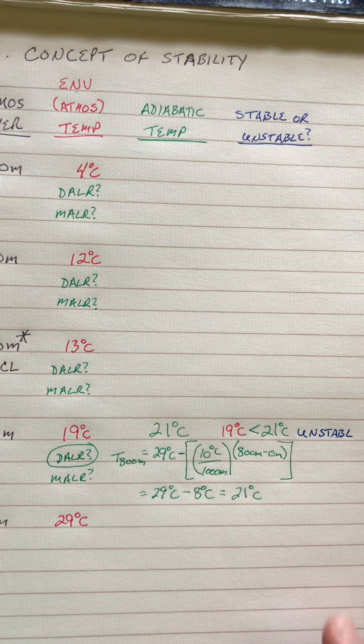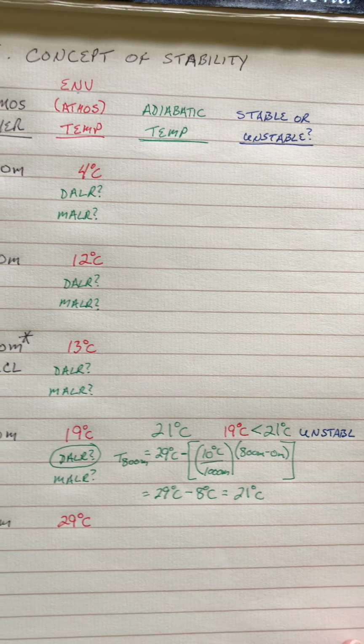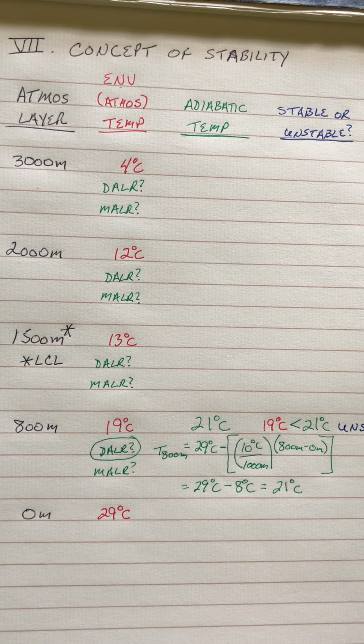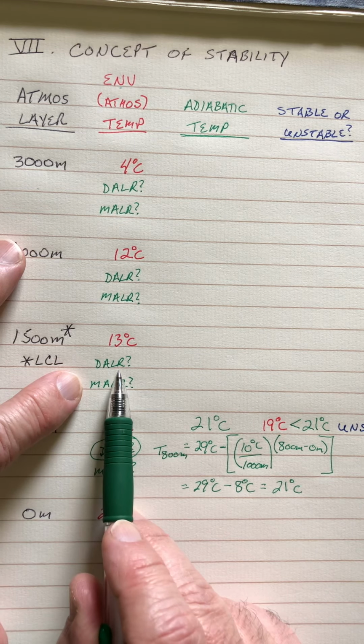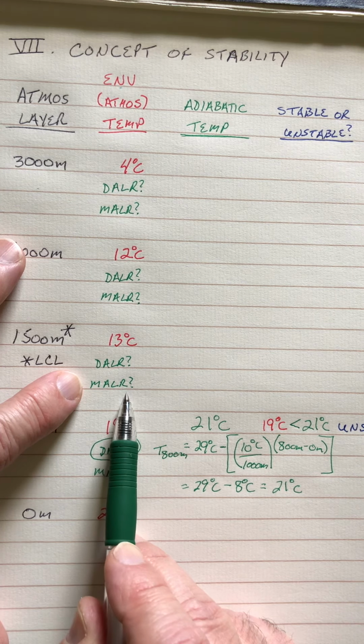Okay, now that's just at this layer. Let's take a look now at 1500 meters. And so we'll go back here. And now we've got to calculate the temperature at 1500 meters and see if that layer of the atmosphere is stable or unstable. And to do that, again, the first thing we got to do is to determine whether that air is going to rise and cool at the dry adiabatic lapse rate or the moist adiabatic lapse rate.